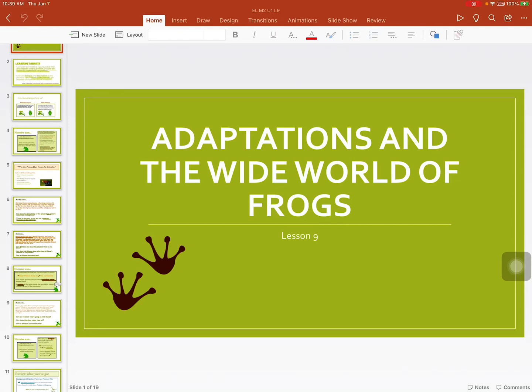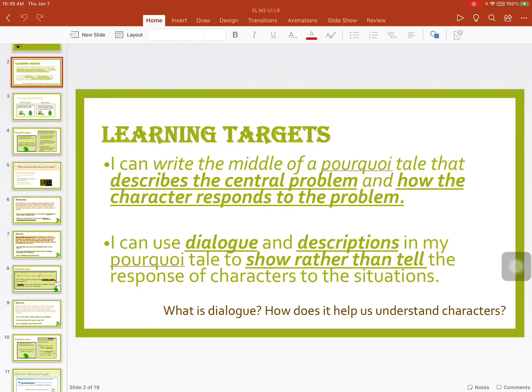Adaptations in the Wide World of Frogs, Lesson 9. Learning targets. I can write the middle of a pourquoi tale that describes the central problem and how the character responds to the problem. Go ahead and read that back out loud.